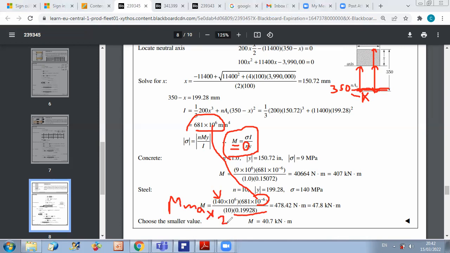47.8 kilonewton meter. And as usual, we should select the smallest between the two because the bending moment should be smaller than 40.7 and should be smaller than 47.8. The value that satisfies these two conditions is M smaller or equal to 40.7 kilonewton meter. So this is the maximum allowable positive bending moment that will not lead to failure in my structure.